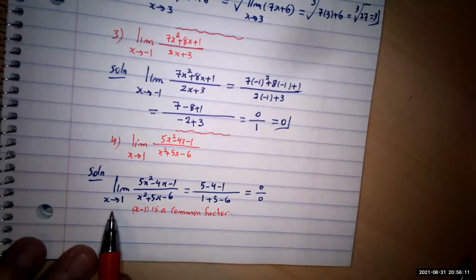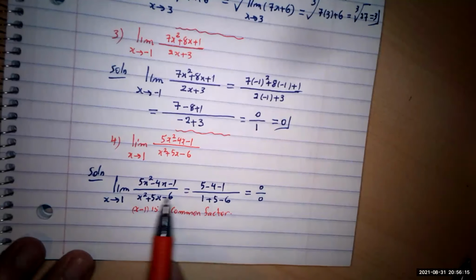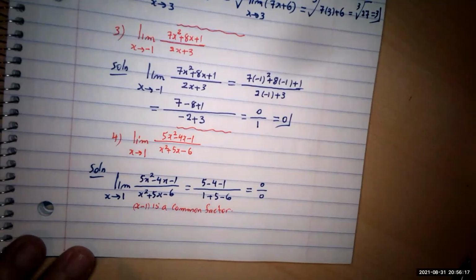If x goes to negative 1, x plus 1 would be the common factor. So that will help you to factor the top and the bottom. So what we're going to do is factor the top and the bottom. So what's going to be the result?